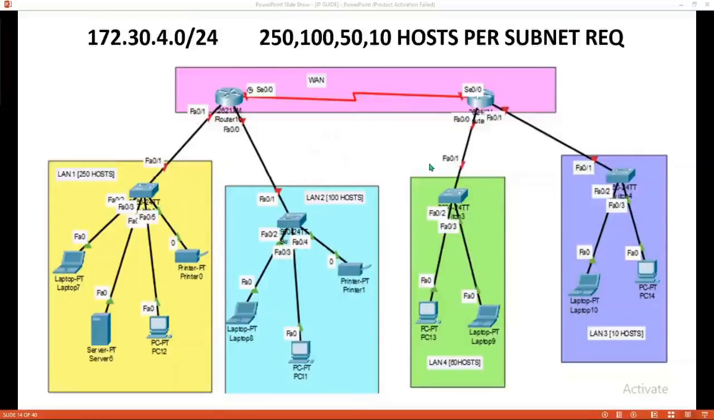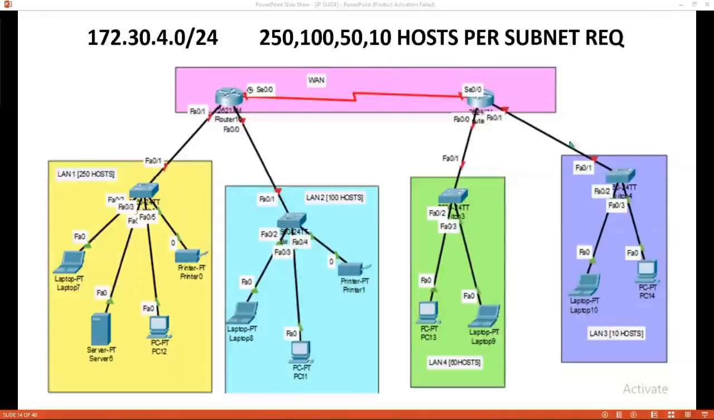In a company environment, let's say this is branch 1 and branch 2, which has a first floor and second floor, and the other branch also has 2 floors. For the first floor, let's consider it as a local area network, which means coming under the same network, the requirement is 250 hosts. That means 250 network devices are there in this particular LAN. Likewise, for the second floor, again 100 hosts are there in the second LAN. You can consider it as 100 network devices, PCs, laptops, printers, whatever. Likewise, on branch 2 also, the host requirements are changing, 50 hosts or 10 hosts, like that.